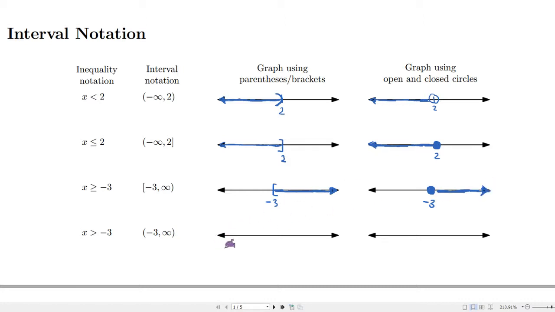And what if x is just greater than? Well, it'll be a lot like this situation up here. So since it's not greater than or equal to, we're going to have an open parenthesis and then -3 to infinity. And that will look like this. Right, so using parentheses or brackets, right? So open parenthesis there, and we'll have an open circle from -3 to infinity.